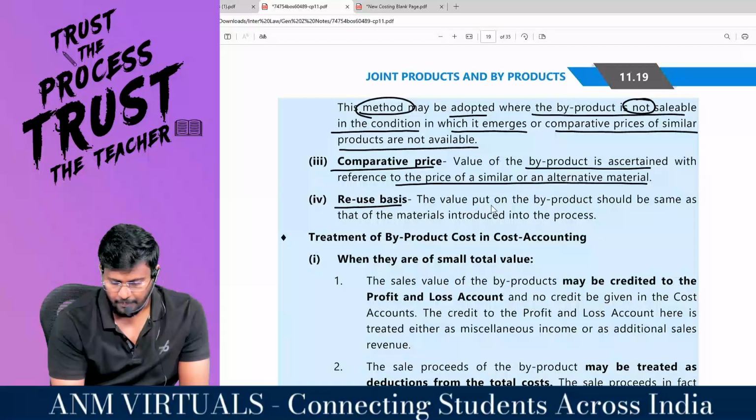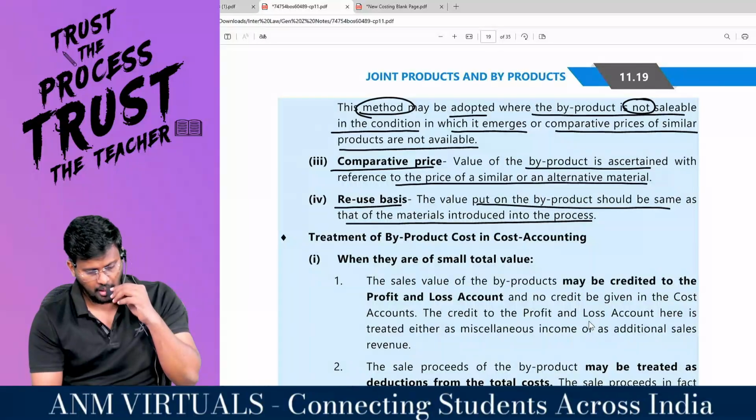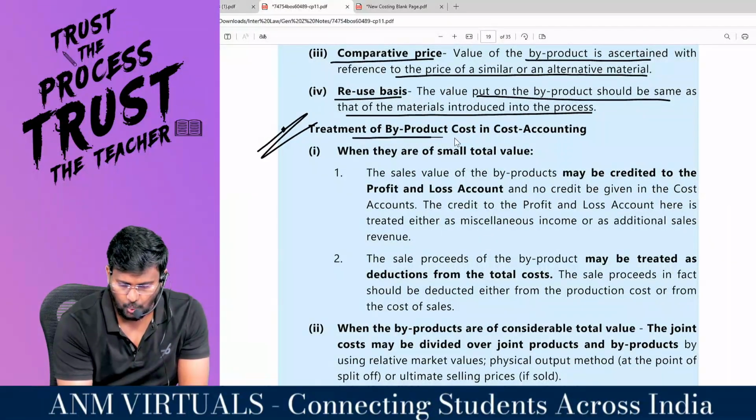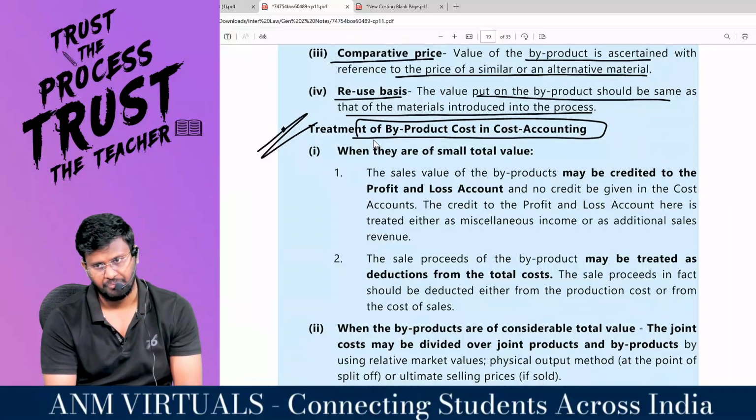Reuse basis: the value put on byproduct should be same as that of the material introduced into the process. Reuse. So here the accounting treatment of the byproduct. This is only important. This is only important.